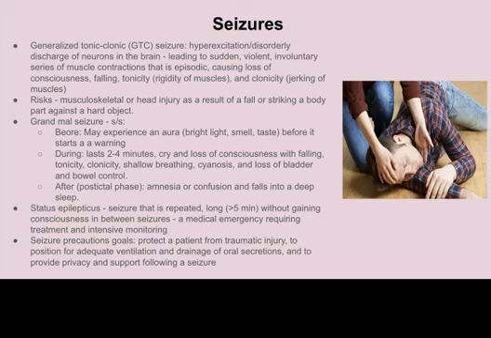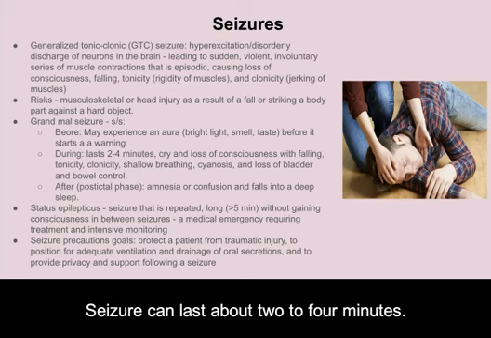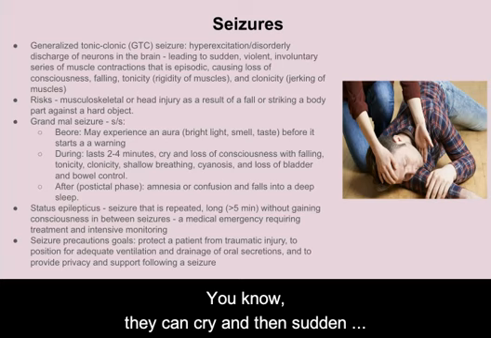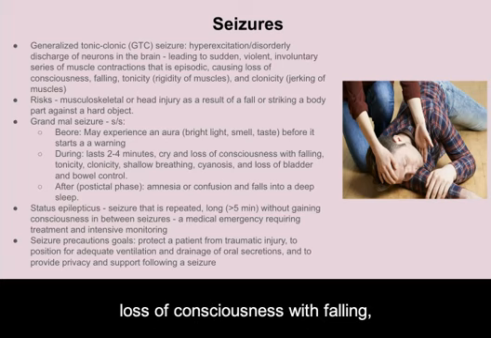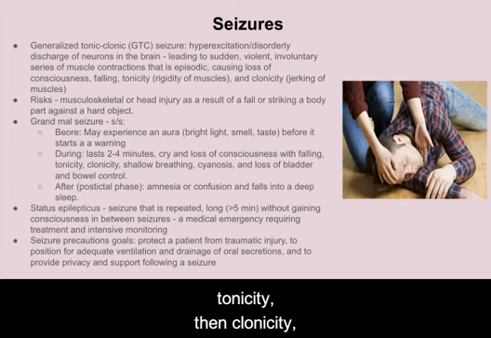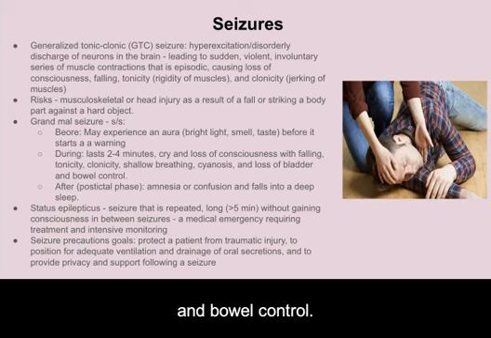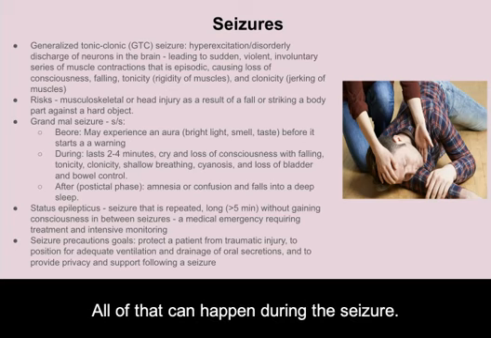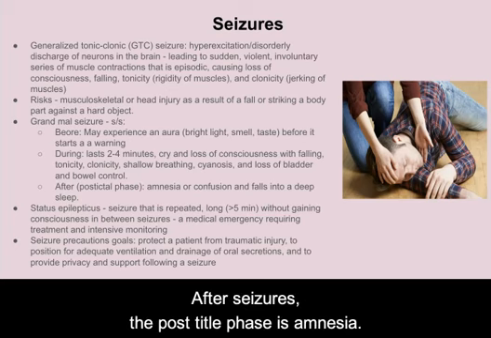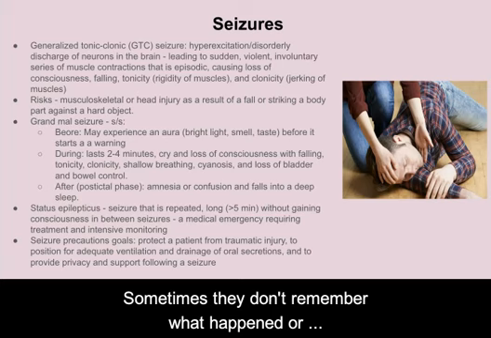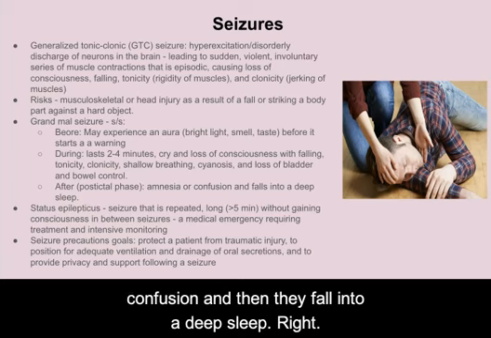During the seizure can last about 2 to 4 minutes. They can cry and then sudden loss of consciousness with falling. Tonicity, then clonicity, then shallow breathing, cyanosis, and loss of bladder and bowel control. All of that can happen during the seizure. After the seizure is the postictal phase, amnesia. Sometimes they don't remember what happened, or confusion, and then they fall into a deep sleep, right?